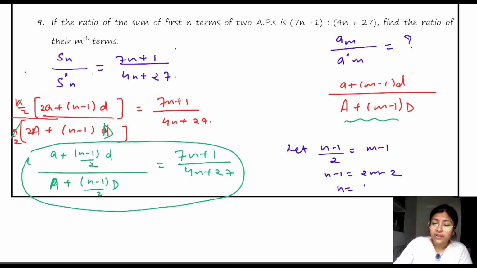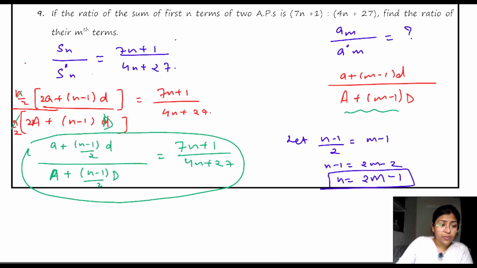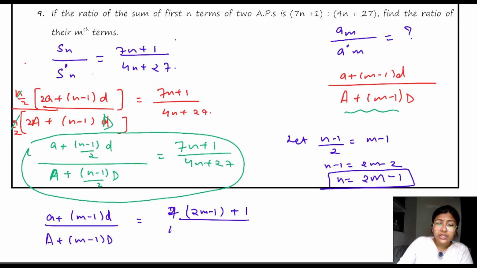The value of n will be 2m minus 1. Okay, so now see this, what we have now. (a plus (m minus 1) into d) whole upon (a plus (m minus 1) into d) is equal to 7. Instead of n we can write 2m minus 1, and instead of n we can write 2m minus 1.